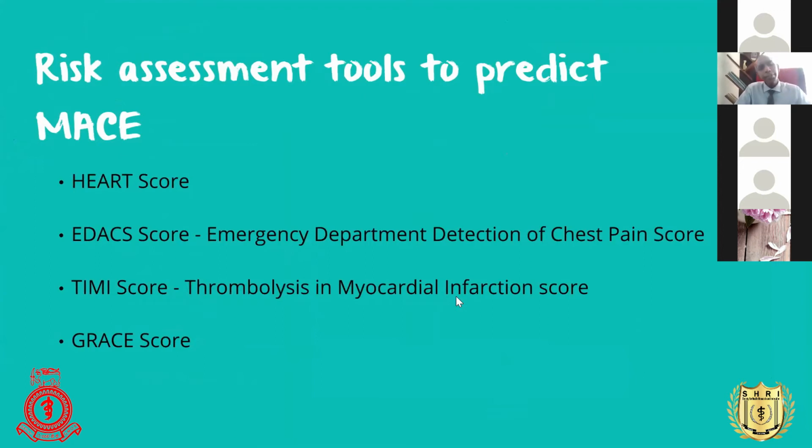So there are a number of scoring systems we have been using in the past. Basically, we are well aware of TIMI score, GRACE score, but HEART score and EDACS score, those are more emergency department oriented. HEART and EDACS score are addressing the chest pain patients, as opposed to TIMI and GRACE score, where we address already established diagnosed acute coronary syndrome patients.